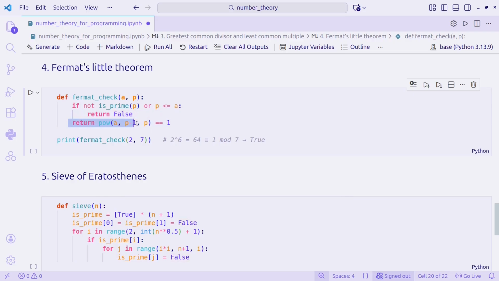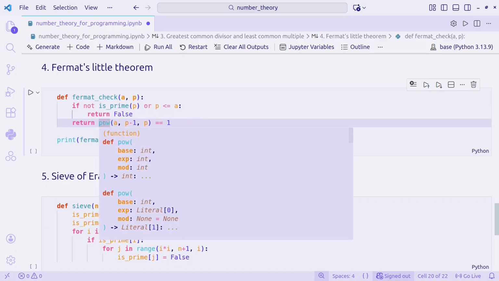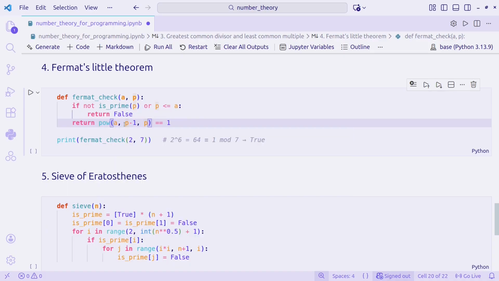And then I would like to put A, P minus 1 and P into the POW function. The first parameter is just the base, and the second parameter is the exponent, and the third parameter is just the modulus. So I would like to see whether A to the power of P minus 1 modulo P would be equal to 1, okay? If that's the case, then the Fermat's little theorem would be applicable to my choice of A and P, okay?